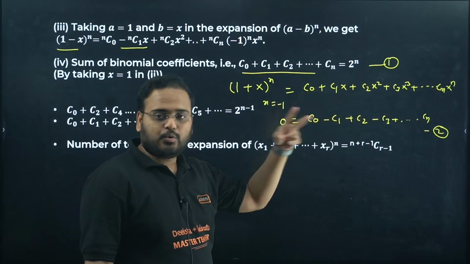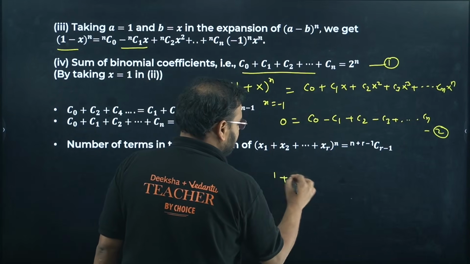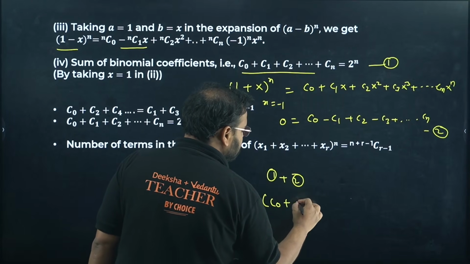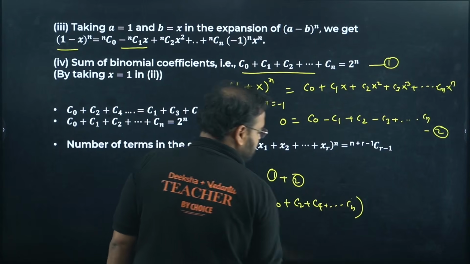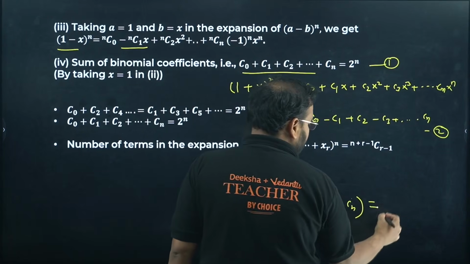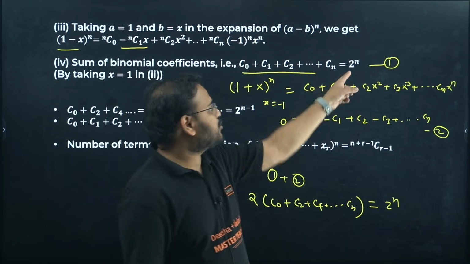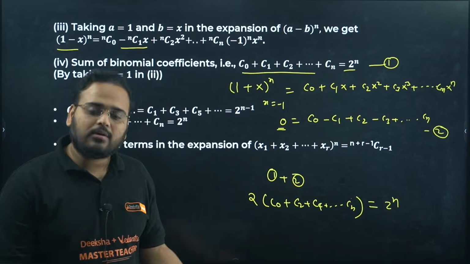c2 plus c2, 2 times. So basically you'll get what? If you add equation 1 plus 2, you'll get twice of c0 plus c2 plus c4, and so on until cn. Then this value becomes what, sir? 2 power n, because we have this side as 2 power n and this side as, please check, 0. If you add 2 power n plus 0, it is 2 power n only.